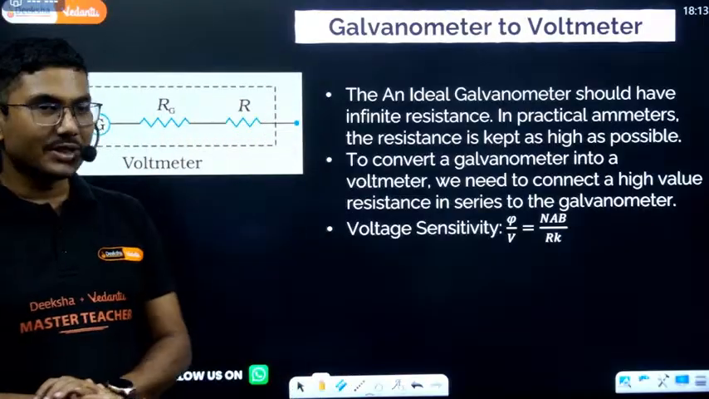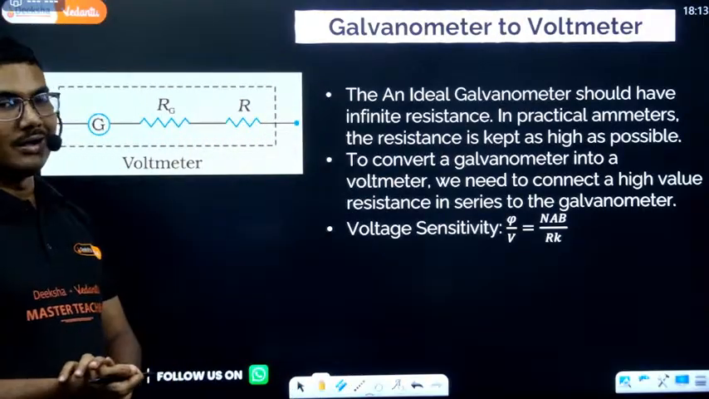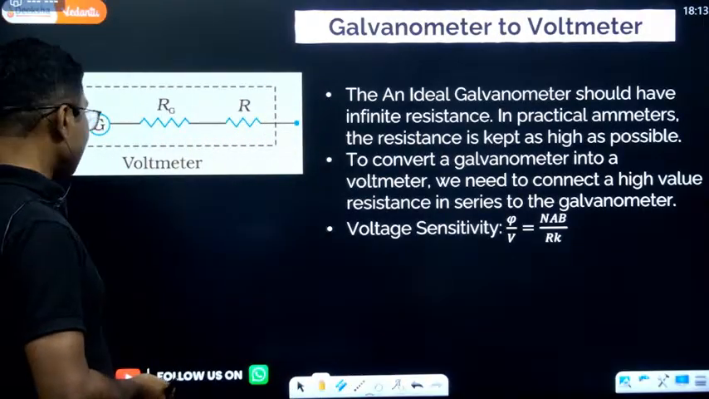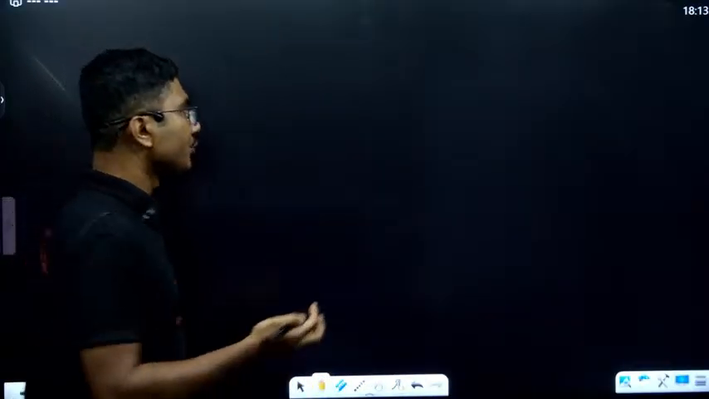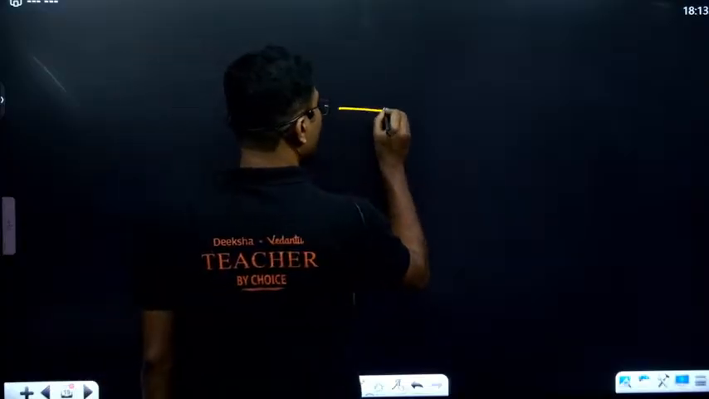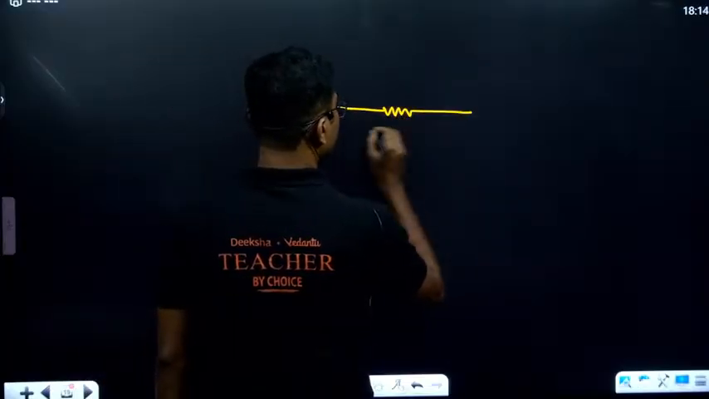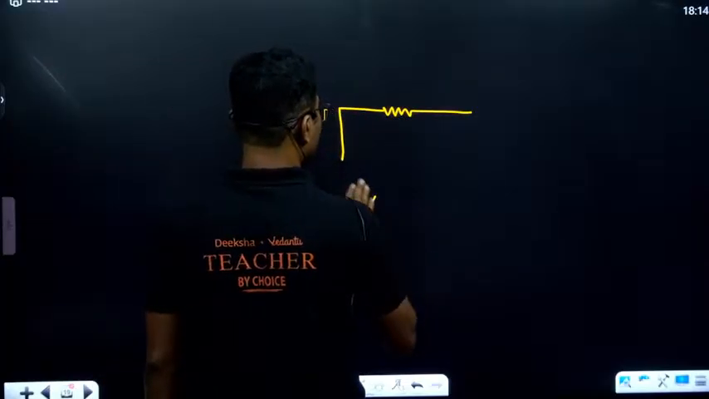Next, how can we measure the voltage in a circuit? So again, let us go back to the discussion that we are having. We want to design something which measures voltage. So how do we measure voltage? We have a resistance. Suppose we have a battery.